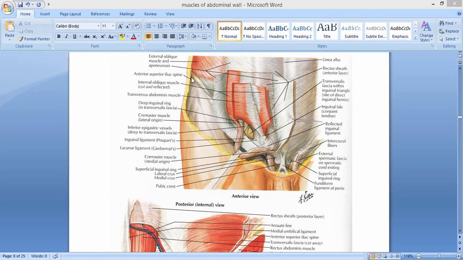What is the mid inguinal point? If we draw a line between the anterior superior iliac spine and the pubic tubercle, then this is the mid inguinal point. So it is about 0.5 inch above the mid inguinal point, right? And medially, I'll show you here.